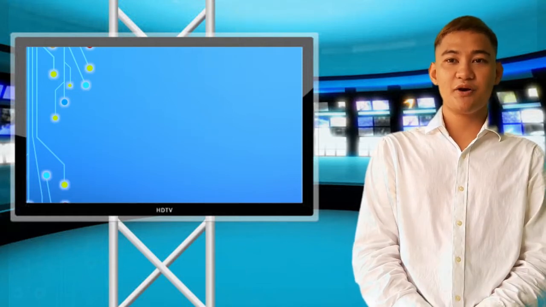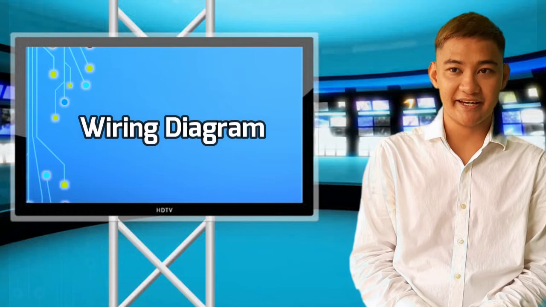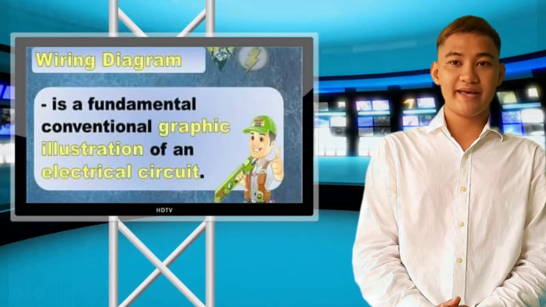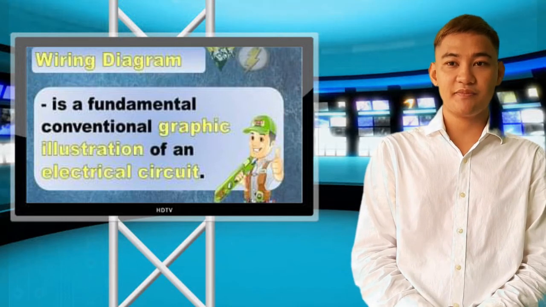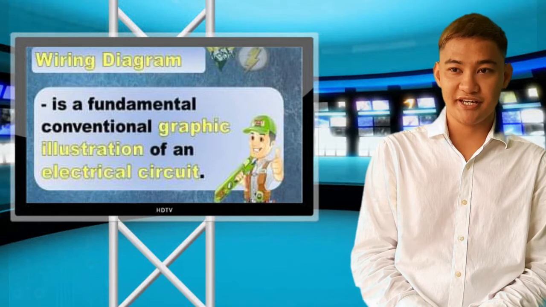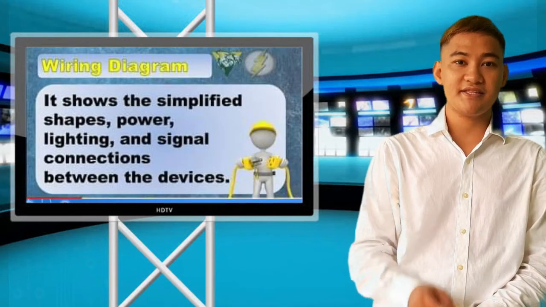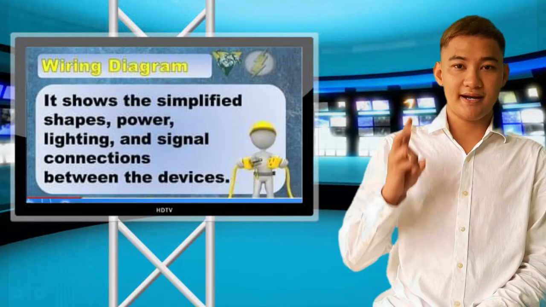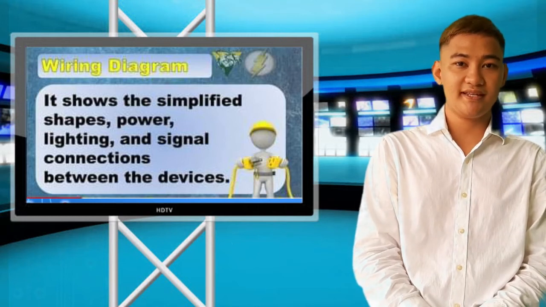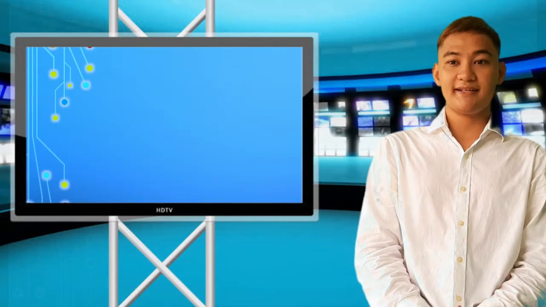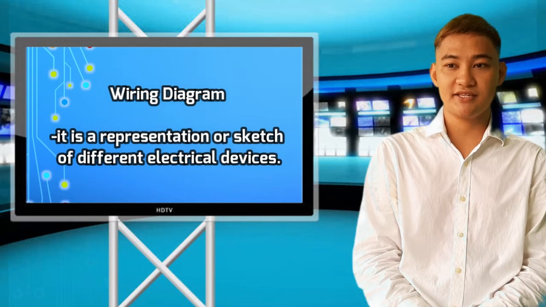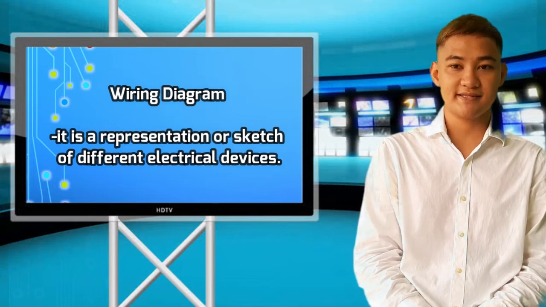Today, we are going to learn about the wiring diagram. First, let us define wiring diagram. Wiring diagram is a fundamental conventional graphic illustration of an electrical circuit. It shows the simplified shape, power, lighting, signal, and connection between the devices. When we say electrical or wiring diagram, it is representation or sketch of different electrical devices.